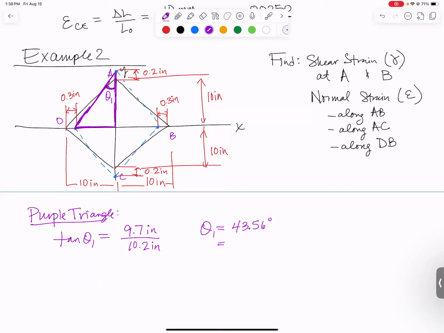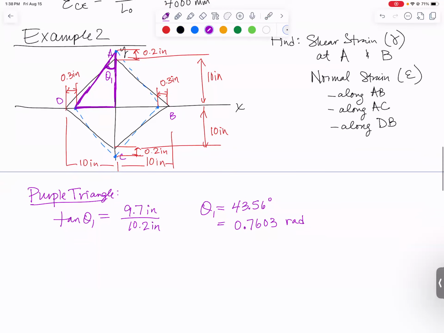43.56 degrees, but we're going to want it in radians. That is equal to 0.7603 radians. Make sure you keep a bunch of decimals with your radians. And that should make sense, right? It looks like the original angle was 45 degrees. The new angle is a little bit smaller than 45 degrees.